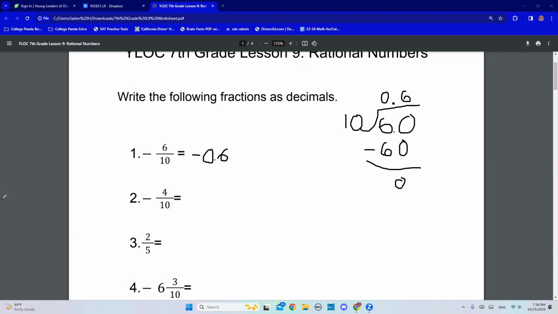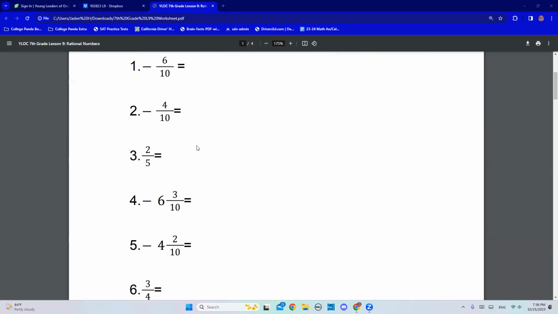So let's try another one of these. It consists of dividing the numerator by the denominator. All right, let's try negative 4 and 2/10.